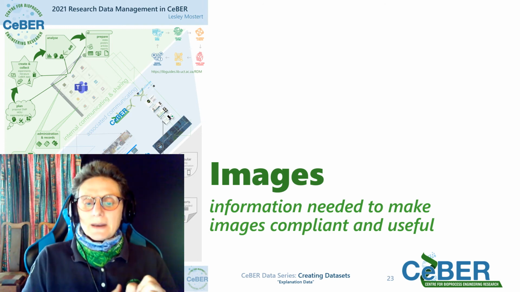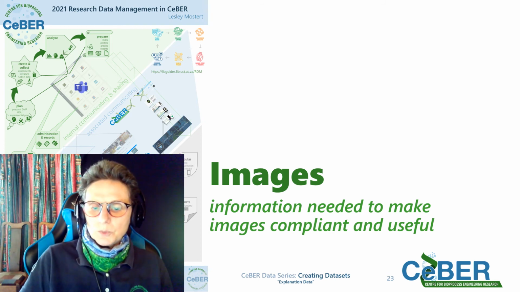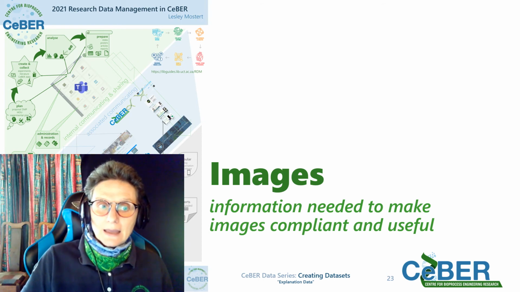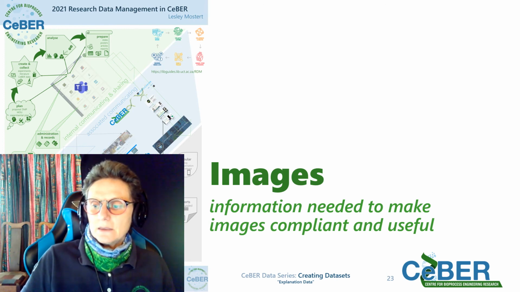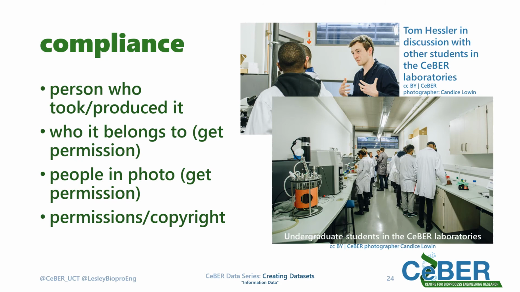So review data. Now what about images? What is the information that you need to put in to make images both compliant with general standards, academic standards, and to make them useful? First of all, compliance. If there's a person in your image who is identifiable, you must have their permission to use the image, and you must say who they are. Otherwise, you must use an image in which the people are not identifiable, or in which there are no people.